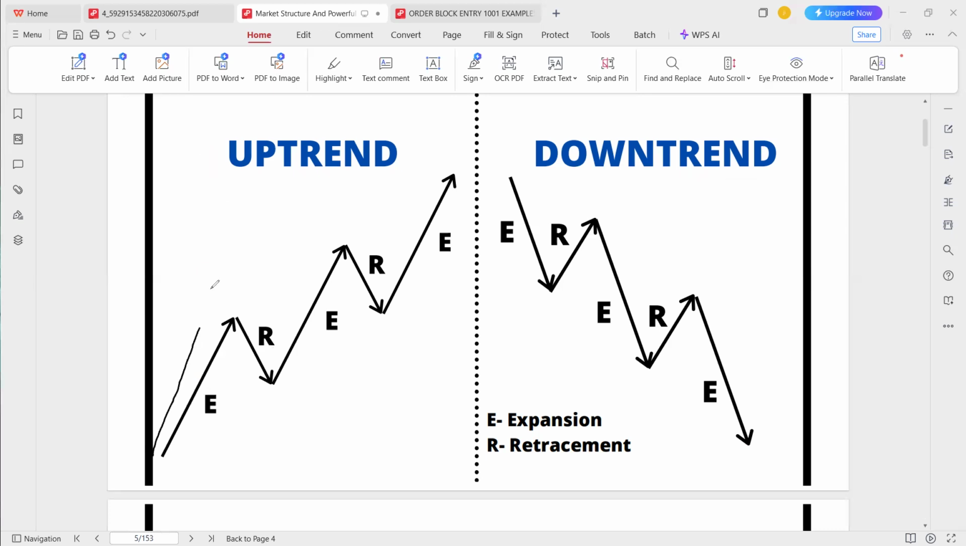So you will get an expansion, a retracement, expansion, retracement, expansion. Same applies to the downtrend. If your price is pushing down, the expansion is the bigger move to the downside, then you're going to get a retracement. You get a bigger move to the downside, that's your expansion. You get a smaller move, that's your retracement. So your retracement is also called a pullback.